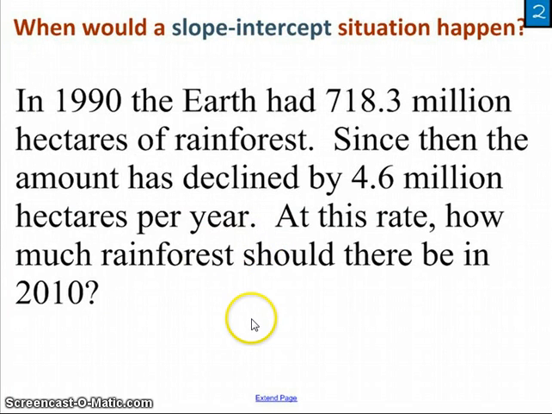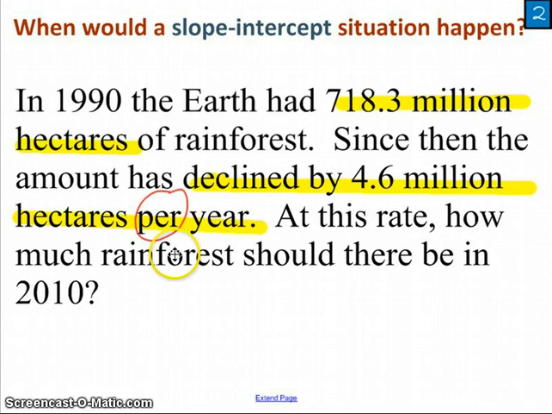So before I go any farther, I just want to pick up where we left off from the last video, and this is also something we talked about quickly in class. Here's a word problem that is representative of a slope-intercept situation, and here's how you know. First of all, a typical tip-off word that you've got a slope, a rate of change, in other words, is this word right here, per.